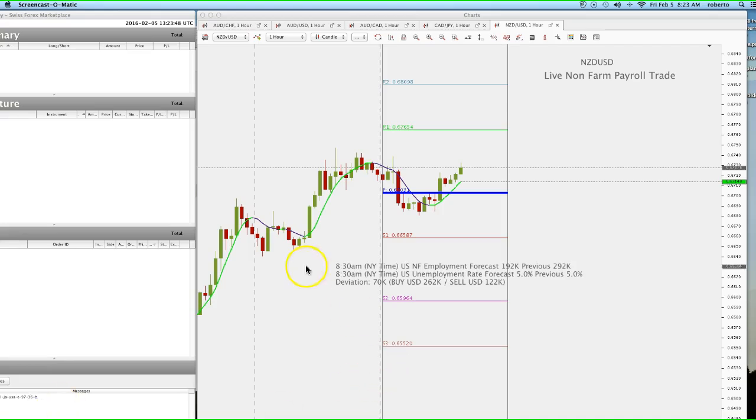Now we need, if it hits our deviation, so if the numbers come out and non-farm payroll is 262,000 jobs, then we're going to be selling the New Zealand dollar. If the numbers come out negative at 122K, this is our deviation, so then we're going to be buying New Zealand dollar. So what we do is wait for the numbers to come out, wait for a retracement, and then take a trade. That will happen in about 6 minutes, and I'll be back at exactly 8:30. We'll see what the reaction is, we'll see what the numbers are, and then look to enter a trade.